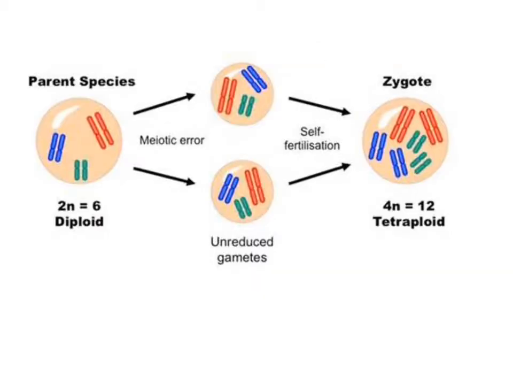Here's an example of polyploidy. We have a parent species with a diploid number of 2n equals 6 chromosomes. There is an error during meiosis, which results in a problem dividing up the chromosomes. This means that the gametes will have the wrong number of chromosomes. If self-fertilization occurs, the plant will fertilize its own egg and sperm cells, resulting in a tetraploid plant that has 4n equals 12, so twice as many chromosomes as the original parent plant.